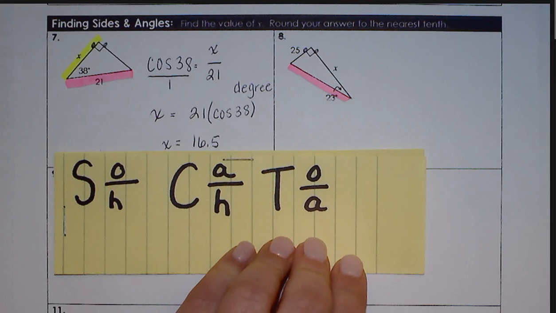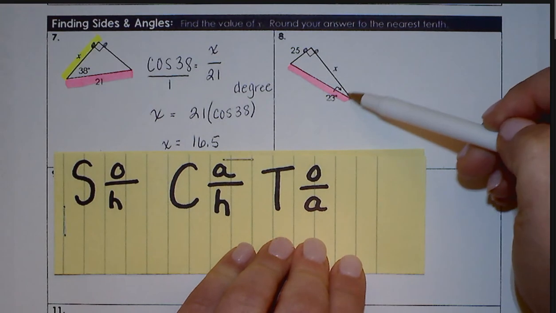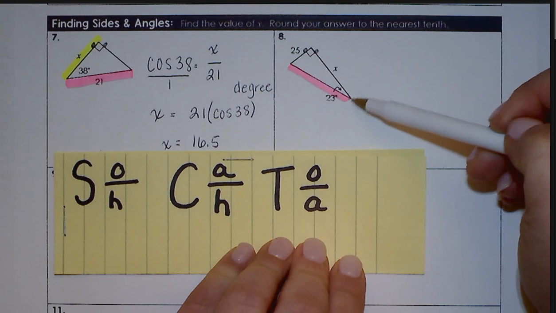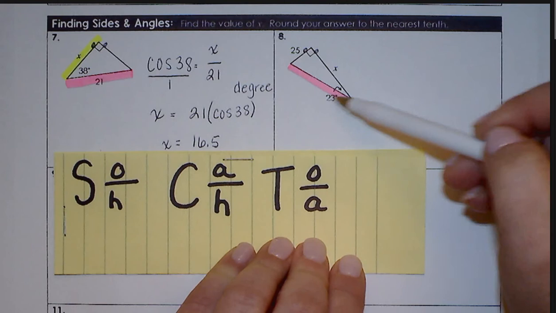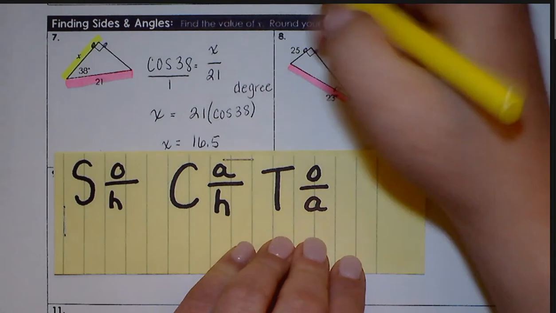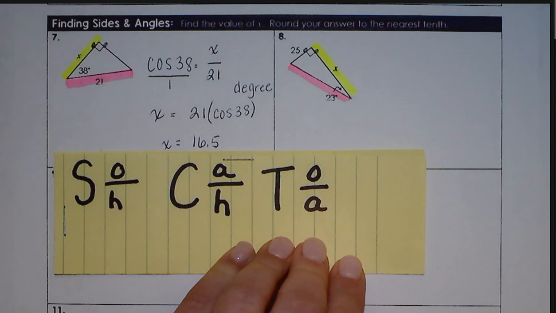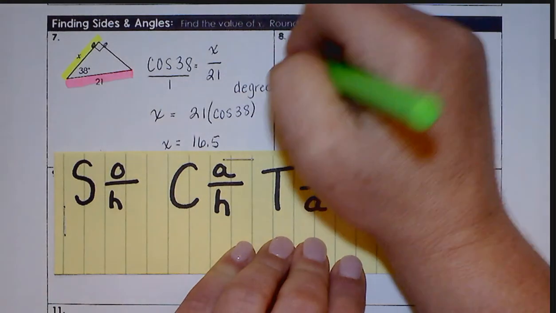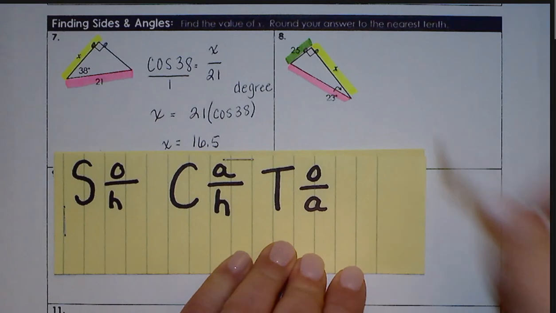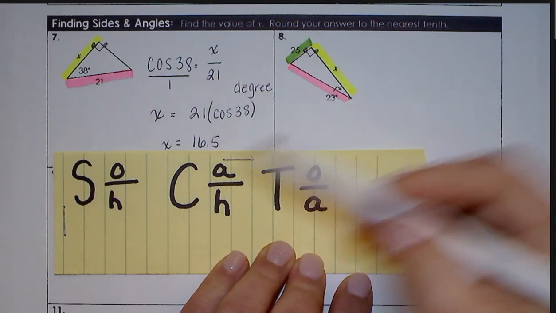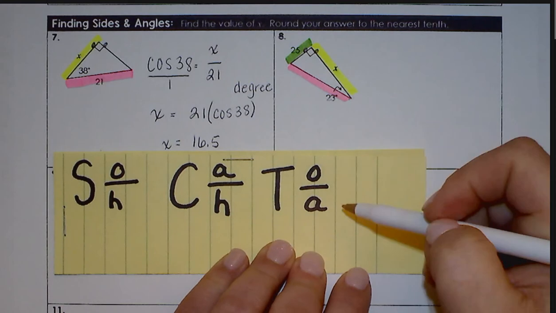All right, so again, I'm going to come over here and have this be my reference angle. I don't know what the hypotenuse is in this case, right? I don't have anything labeled here, but I can say that this is my adjacent. And I can see that 25 is on the opposite side. So if I have adjacent and opposite, I can't use the ones that have hypotenuse, so I have to use tangent.